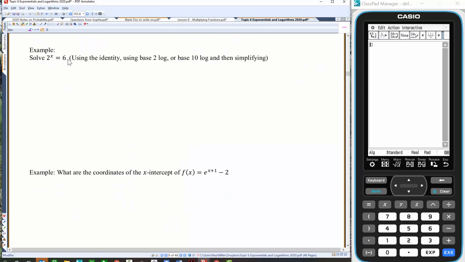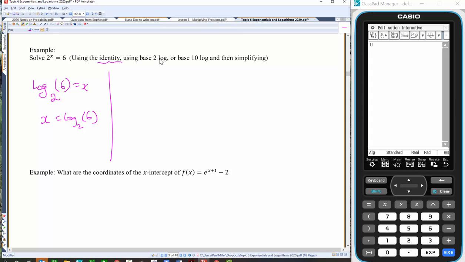All right, solve 2 to the x equals 6 using the identity using base 2 log or base 10 log and then simplifying. Okay, I'm not really sure what the identity is, but let's just go ahead and do it. So all I need to do is solve for x. So I'm going to convert to log form. So log base 2 of 6 is equal to x. Okay, so all I've done is I've switched that to log form. So the answer is x is equal to log base 2 of 6. Right, using a base 2 log.